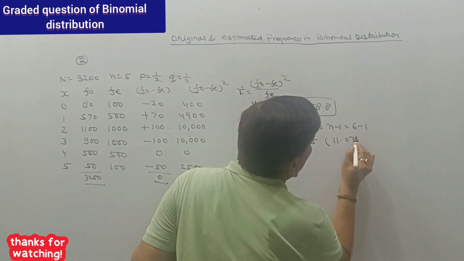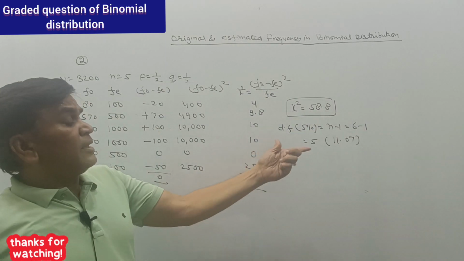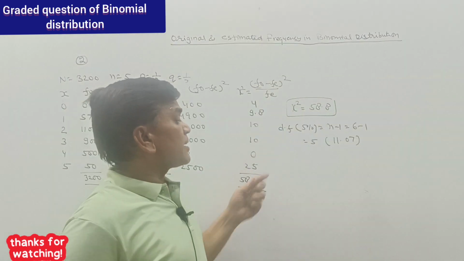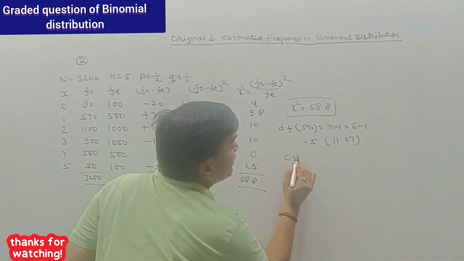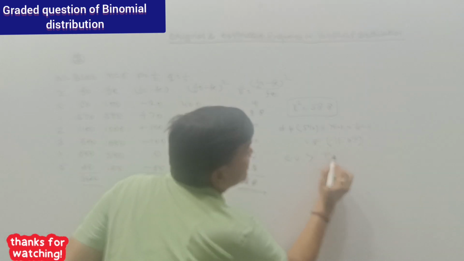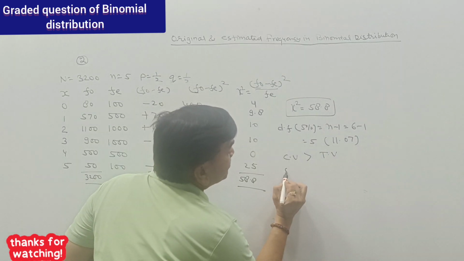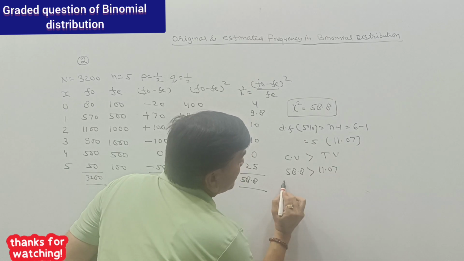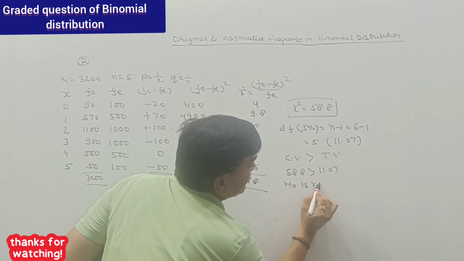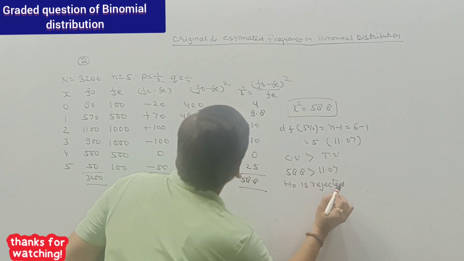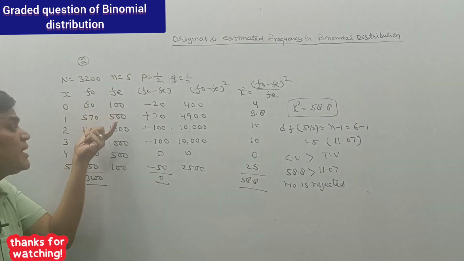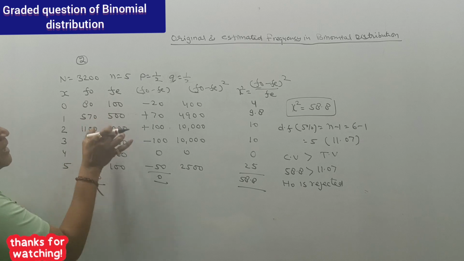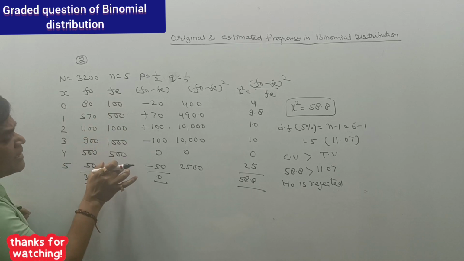So the table value should be 11.07, but the calculated value is greater than the table value. Because 58.8 is greater than 11.07, it means H0 is rejected. Here the difference is 20, here the difference is 70, here the difference is 100, and 0.